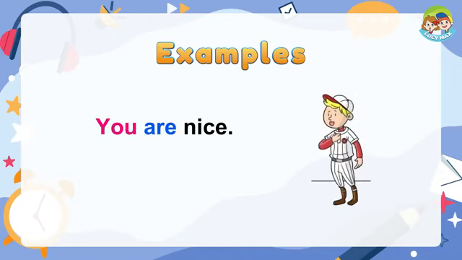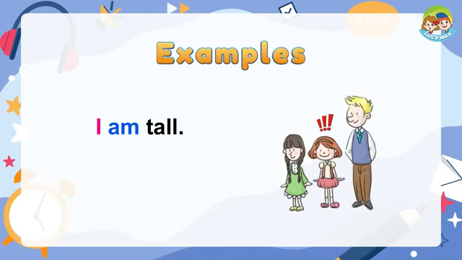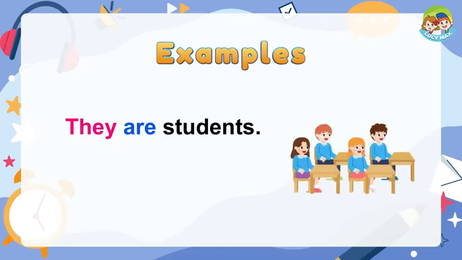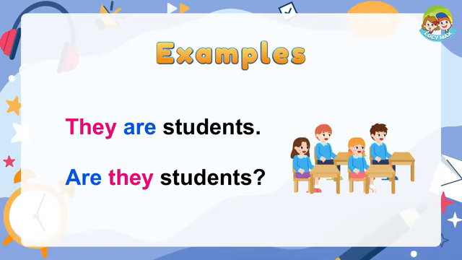You are nice. We change the subject and the be verb. Are you nice? I am tall. Am I tall? They are students. Are they students?